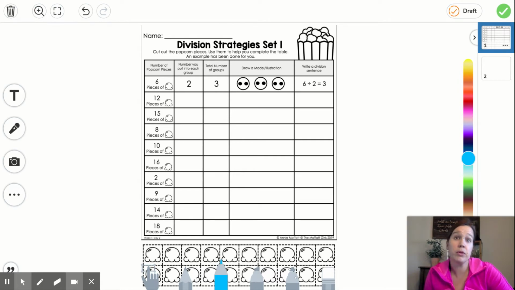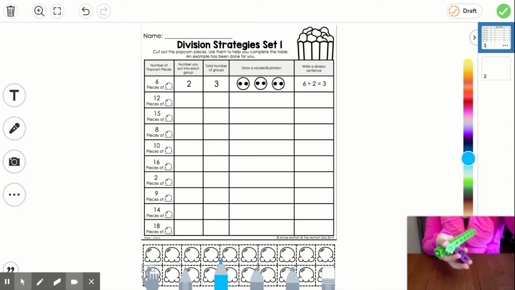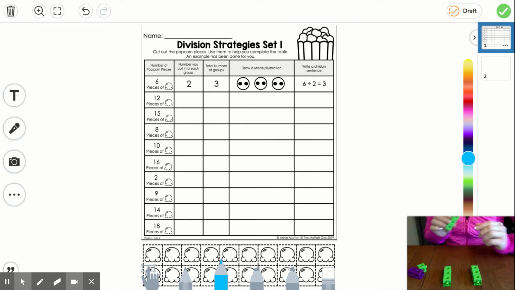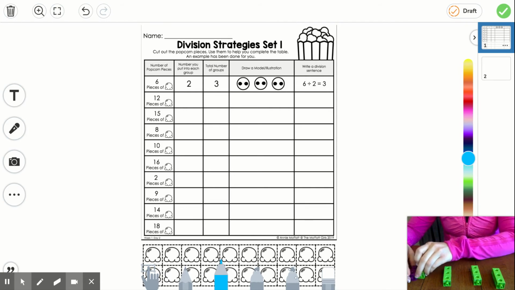So I need to decide the number to put into each group. So maybe I want to put 3 in each group, right? See if that works. So I'm going to take my 3. I'm going to move my camera down so you guys can see my work. So I have 1 group, 2 groups, 3 groups, 4 groups. So if I put 3 in each group, I would have 4 groups.